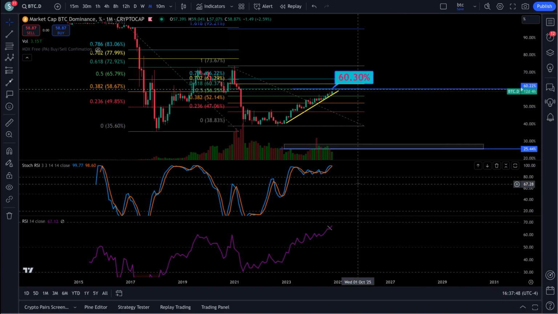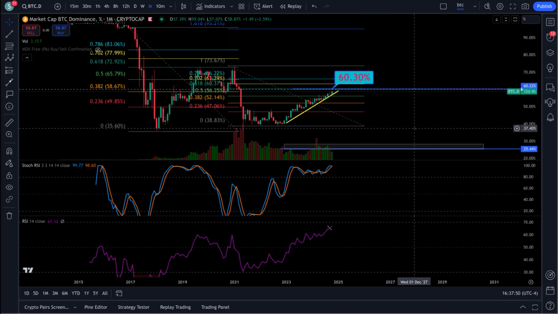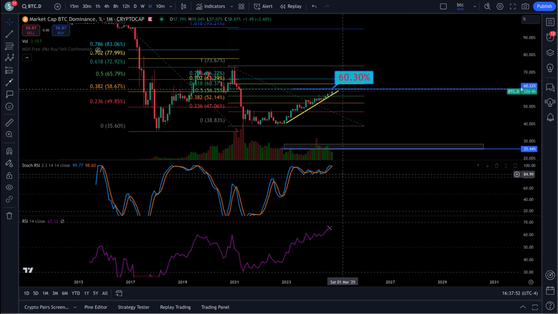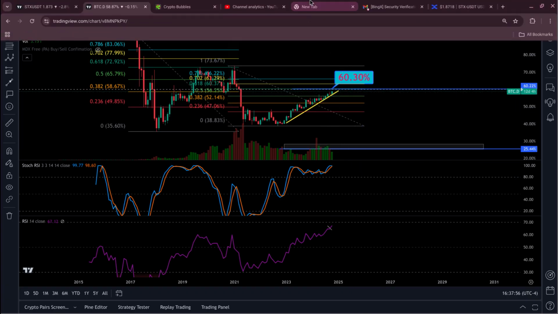Bitcoin's monthly RSI, look at it. It is stretched out. I mean, it is ready to roll over. It loses this yellow support line and party on.